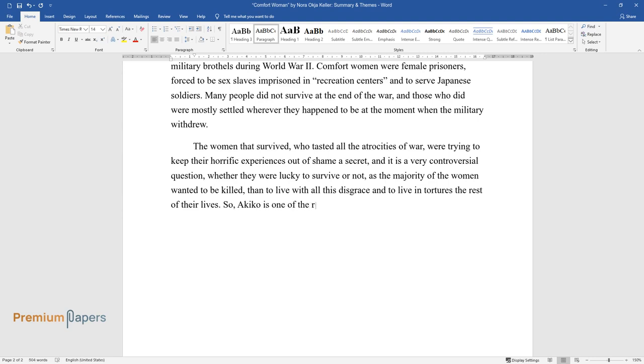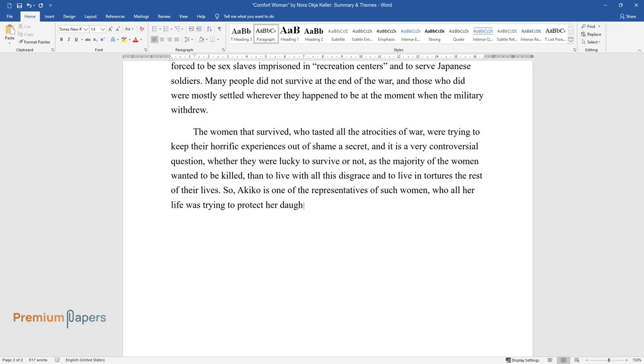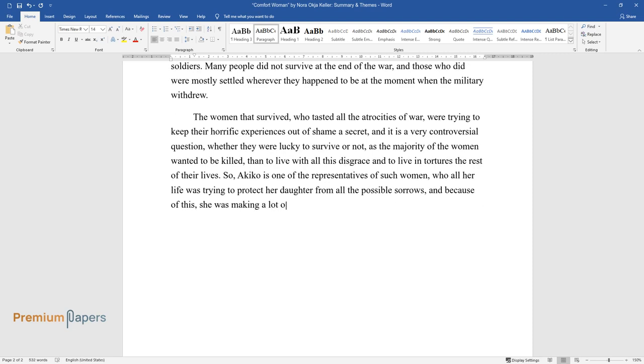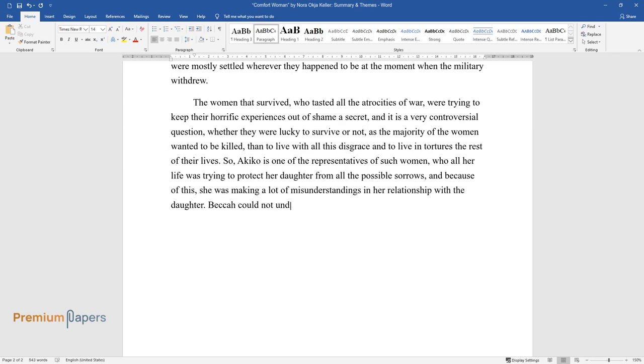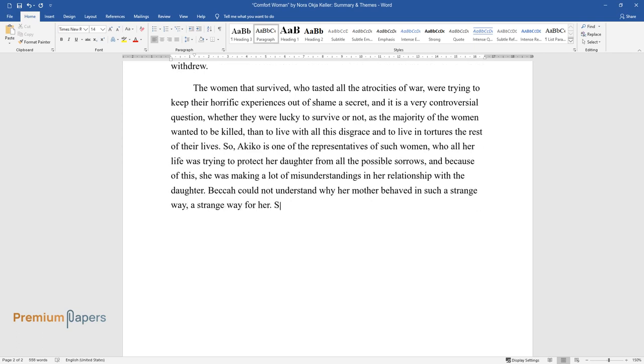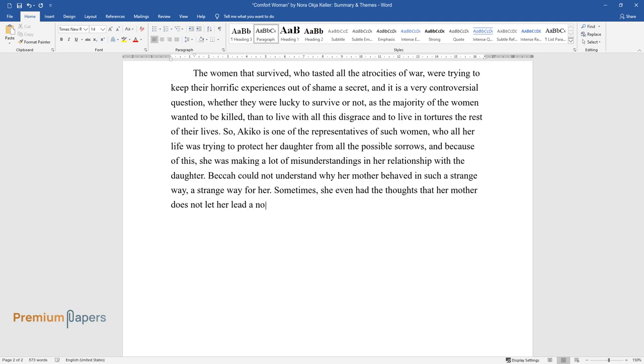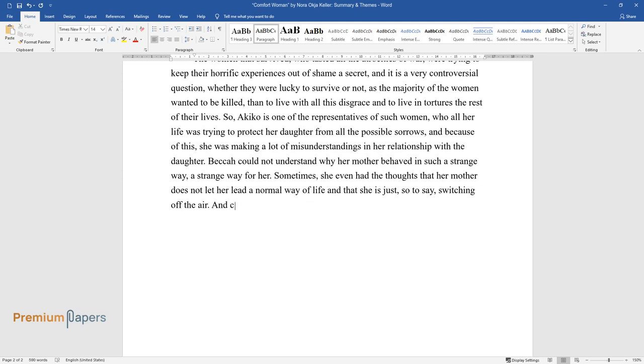So, Akiko is one of the representatives of such women who all her life was trying to protect her daughter from all the possible sorrows, and because of this, she was making a lot of misunderstandings in her relationship with the daughter. Becca could not understand why her mother behaved in such a strange way. Sometimes, she even had the thoughts that her mother does not let her lead a normal way of life and that she is just, so to say, switching off the air.